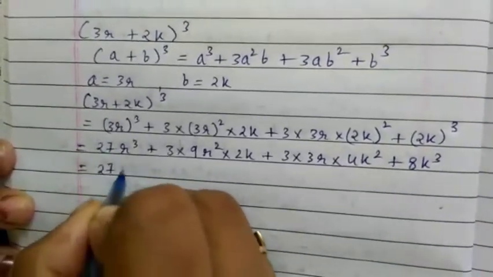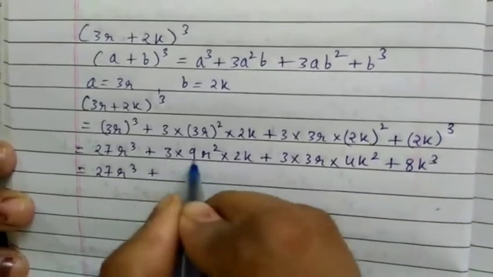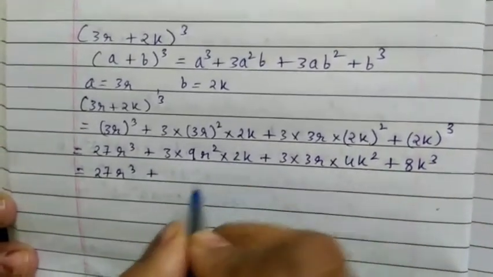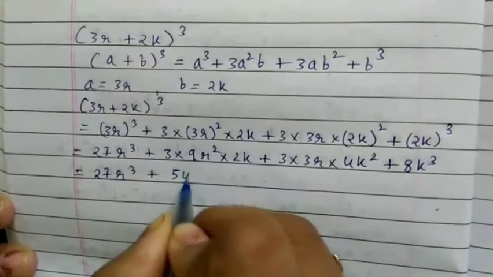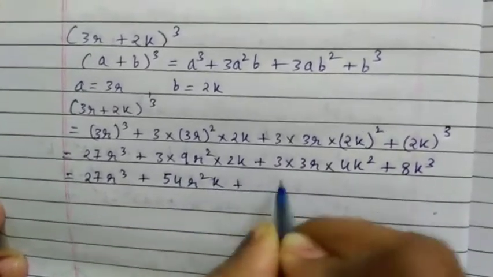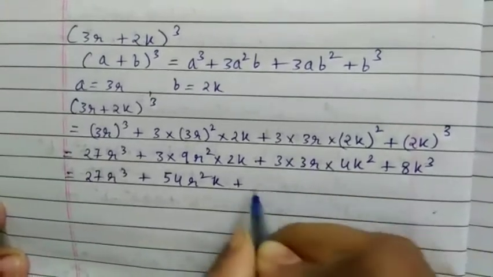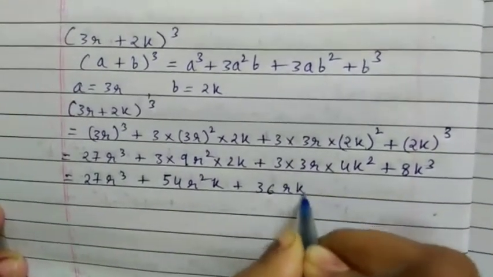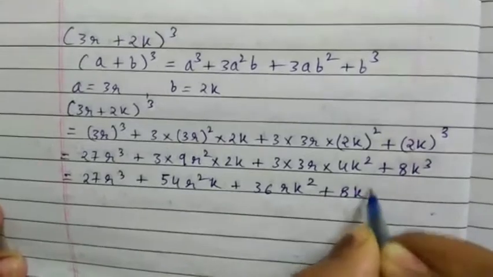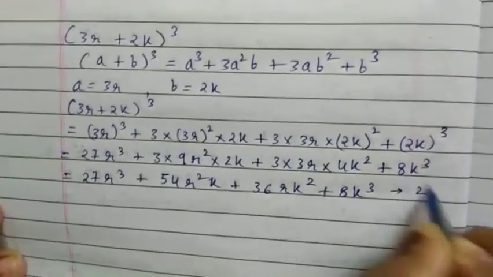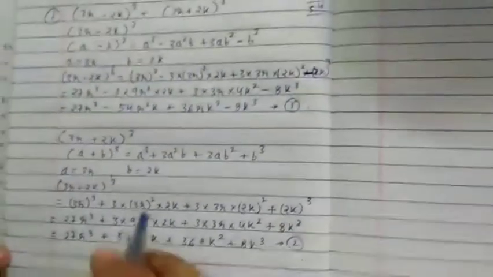So we have 27 r cube plus 3 nines are 27, 27 into 2 is 54. r square k plus 3 threes are 9, 9 fours are 36. r k square plus 8k cube. This is our equation number 2. Now we have to add.